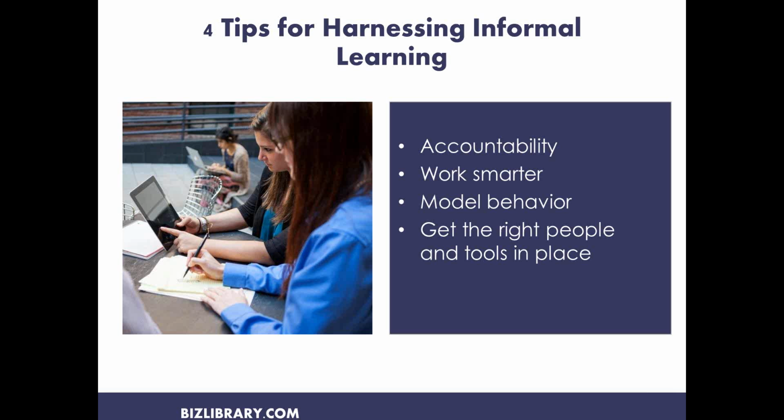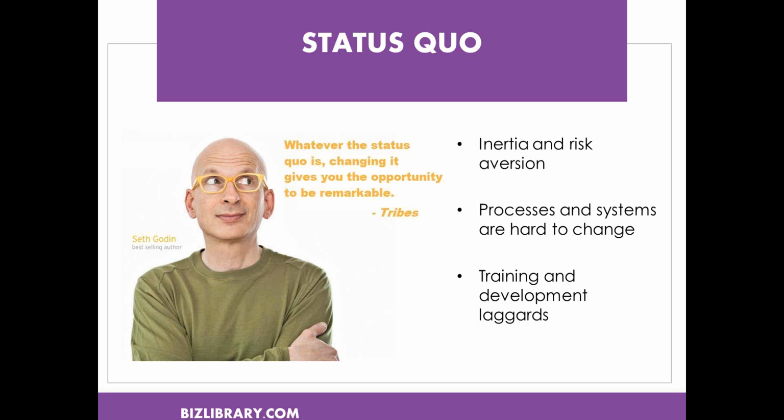So this all gets back to the idea of harnessing informal learning, making sure that people have access to this information, which is impossible to do in today's work world without using technology tools. But it helps drive accountability, makes sure people understand what's necessary to work, and helps people understand how to work smarter, getting back to that idea that they can tap into information and share information with each other. That requires us as learning leaders to model that behavior and ensure we get the right people and the right tools in the right places.